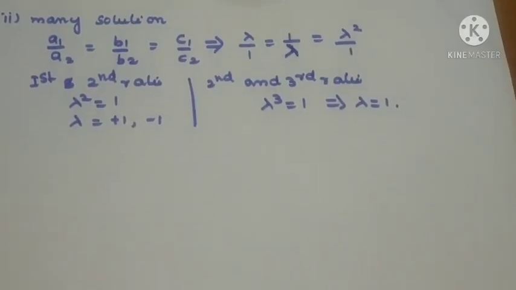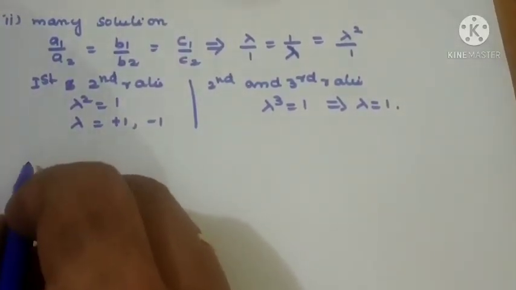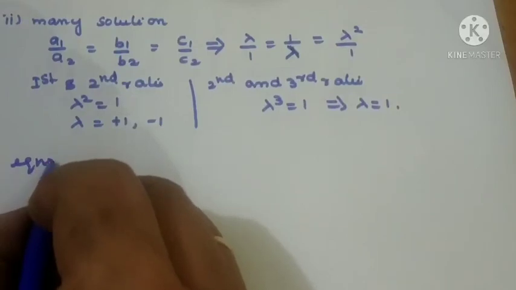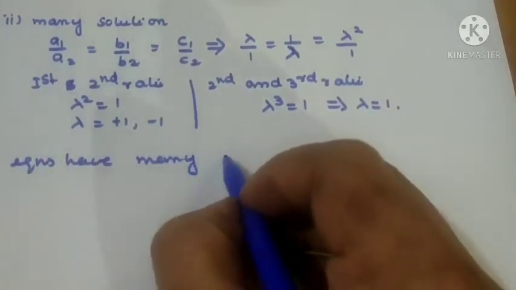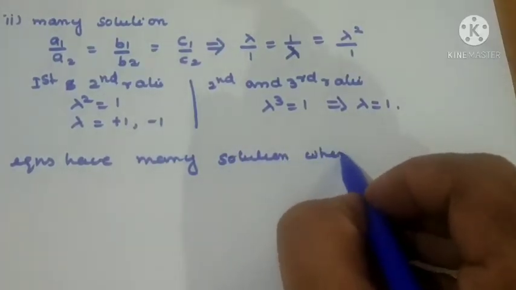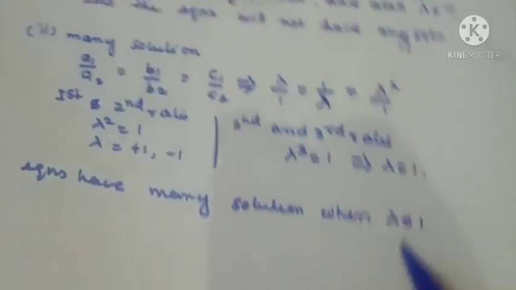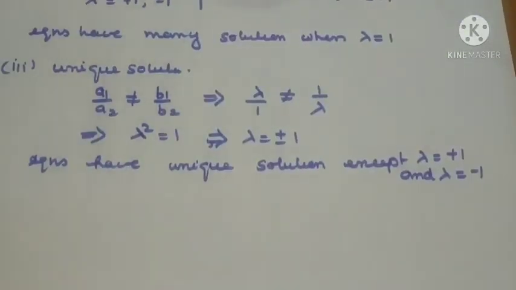Right? So many solutions means what is the value possible? Lambda equal to 1. Equations have many solutions when lambda equal to 1.